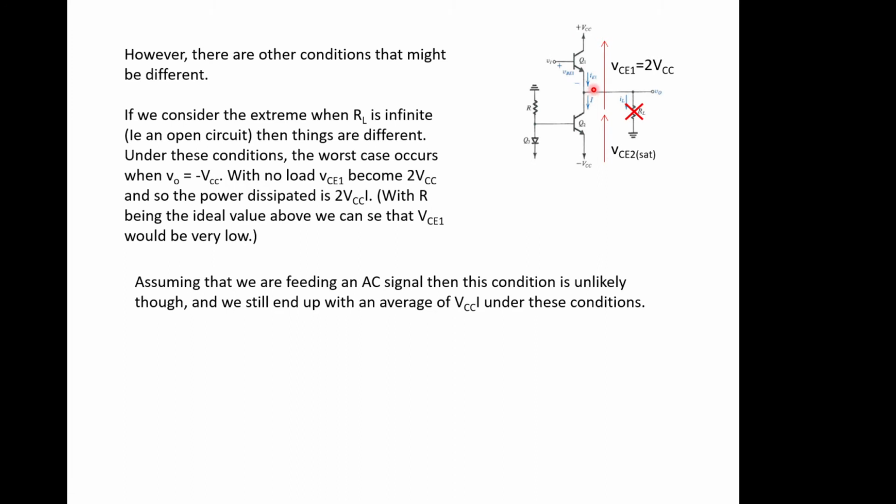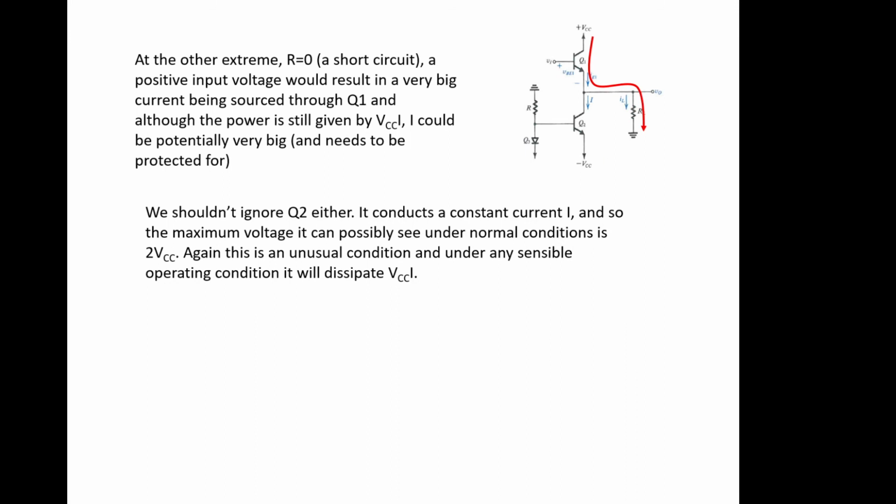So if you design for a normal load, then you've got a certain amount of power in here. But if you forget to attach the load, which is quite easily done on amplifiers, then you're going to get a lot more dissipation going on in this transistor than you hope for. So you've got to design for that to be the worst case. The other extreme is a short circuit, which again is quite easy to arrange for in an amplifier if we're not careful. Positive input voltage would result in a very big current being sourced through Q1. Yeah, obviously, because it's short circuited.